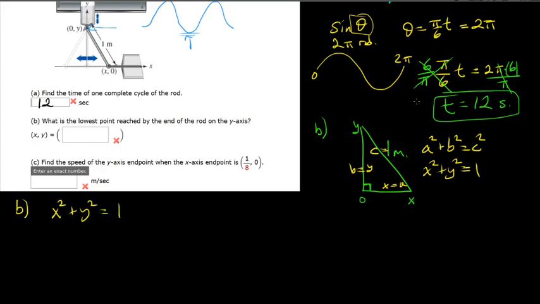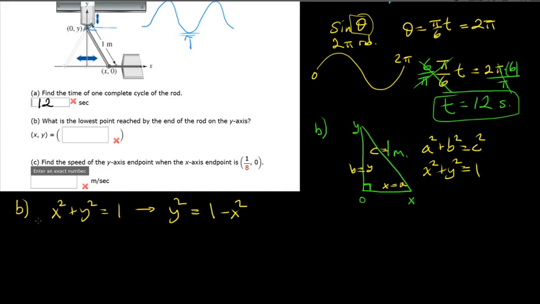So what are we looking for? We're looking for the lowest point of y. So we could try solving for y. We get y squared is equal to 1 minus x squared if we subtract x squared from both sides. And then we could take the square root, but then we'd get plus or minus. So I would rather just take the derivative of this implicitly.